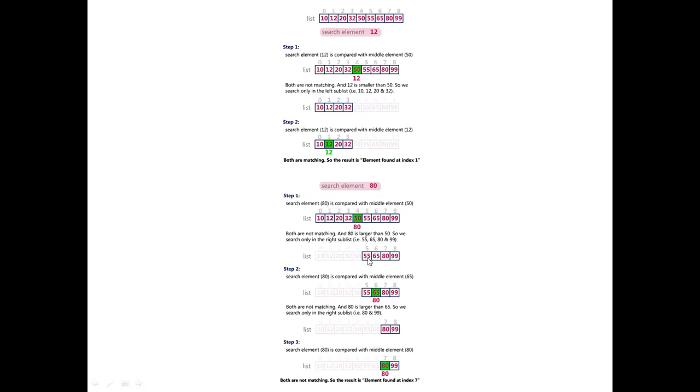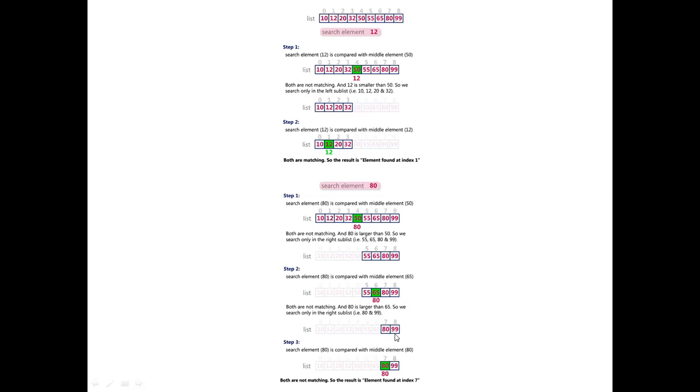And what is the middle index? Sorry, 5 plus 8, 13, 13 by 2, 6.5. So that is lower division, 6. At the sixth index, you have 65, but 65 is less than 80. So you have to search for this 80 somewhere after this 65. So the search range is index 7 and 8.